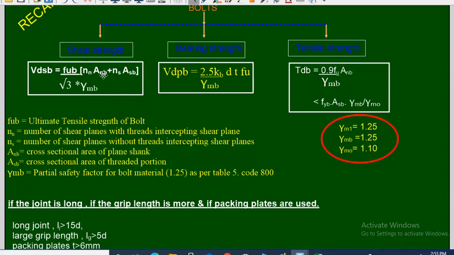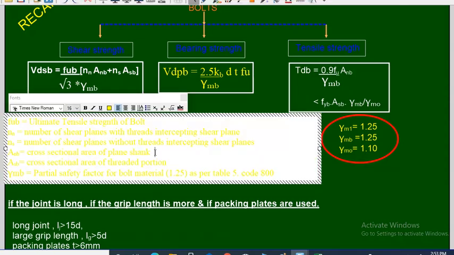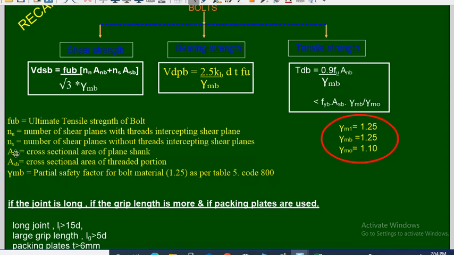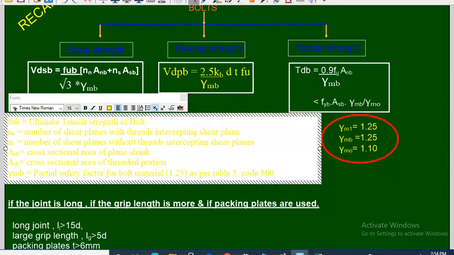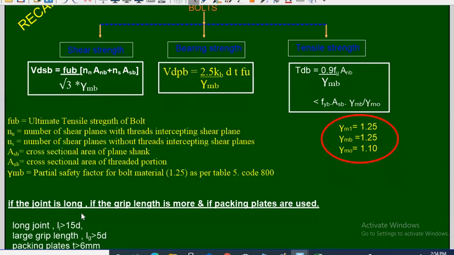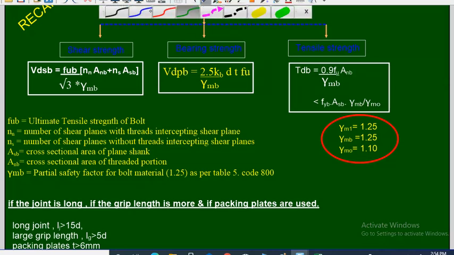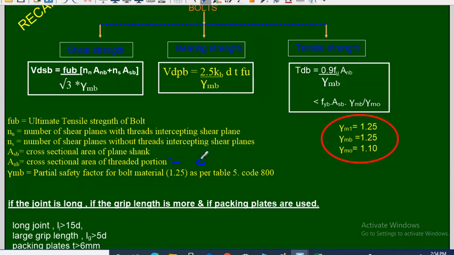All this we can calculate, and the area A_sb is nothing but the cross-sectional area of the shank, and this is A_nb. N indicates the threaded portion. So this you will calculate like this, because we have discussed in the previous classes. This is equal to 0.78 into pi d square by 4, the cross-section area of the thread. This is normal, pi d square by 4.